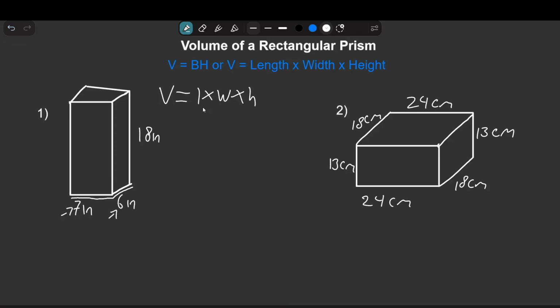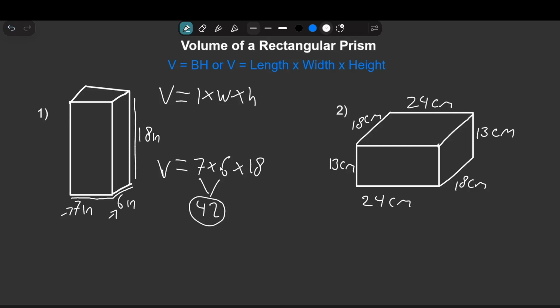So let's plug in our dimensions, our lengths. So volume equals 7 times 6 times 18, because 18 will be our height, like this. So 7 times 6 equals 42.